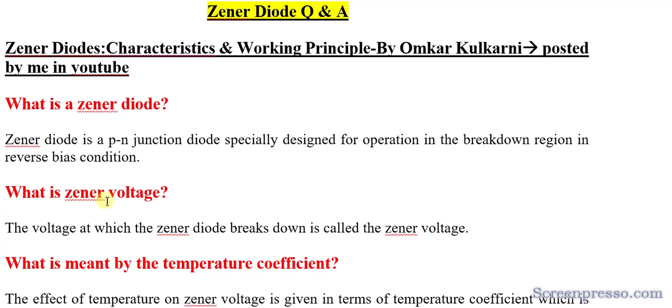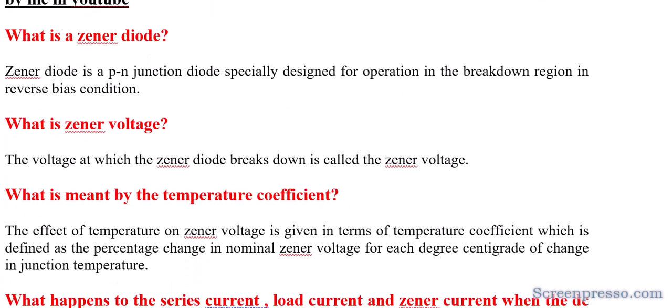So what is Zener voltage then? The voltage at which the Zener diode breaks down is called the Zener voltage. We can name it VZ. That means we keep on increasing the voltage in reverse bias condition, and as soon as the Zener voltage VZ is reached, breakdown will happen. That particular voltage at which the breakdown happens is nothing but the Zener voltage. Let us quickly go to the next one.